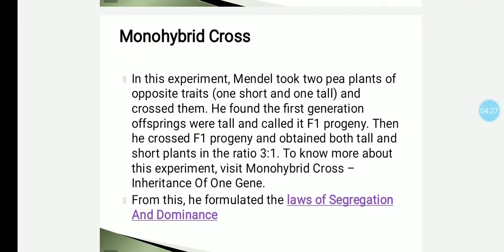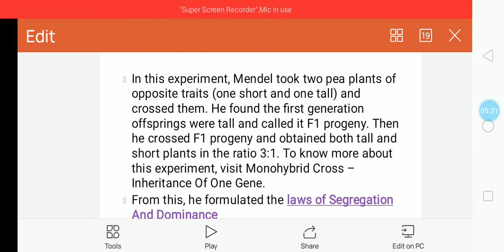The monohybrid cross means the experiment in which Mendel took 2 pea plants of opposite traits. For example, one plant is short, another plant is tall, and he crossed them. He found the first generation of offspring were all tall and called it the F1 progeny or first filial generation. Then he crossed the F1 progeny and obtained both tall and short plants in a ratio 3:1. To know more about this experiment, visit the monohybrid cross, inheritance of one gene. From this cross, he postulated the law of segregation and the law of dominance.